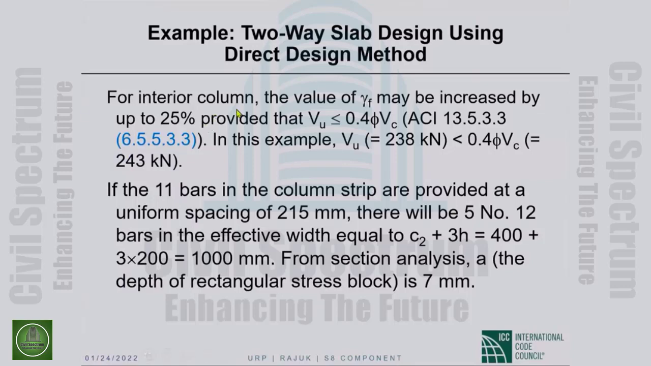Okay. So for an interior column, the value of gamma sub f may be increased by 25%. The 60% can be increased to 75%, provided the V sub u is less than 40% of phi times V sub c. This is very restrictive, and there is an additional requirement that I will show you. In this example, V sub u is 238, 40% V sub c is 243. So we barely met it, barely, but we did.